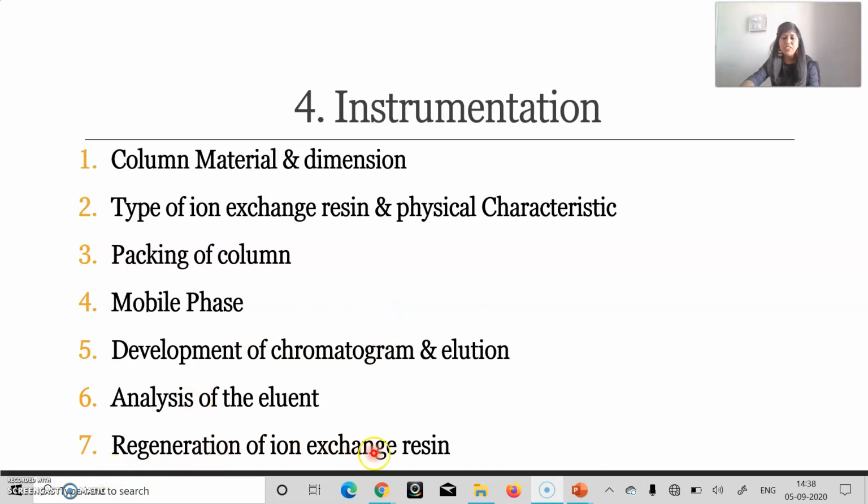And the seventh point is regeneration of ion exchange resin. As these ion exchange resins are very costly, once it has been utilized for the exchangeable capacity from the sample to the resin, the functional group is lost over here. And for the reutility, as we are doing in different methods of chromatography, activation of that particular technique, here also the regeneration or activation of that exchanging resin can be done by attaching the functional groups over here, and it can be reutilized.